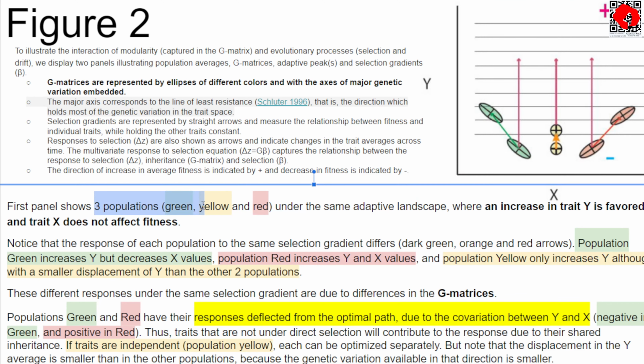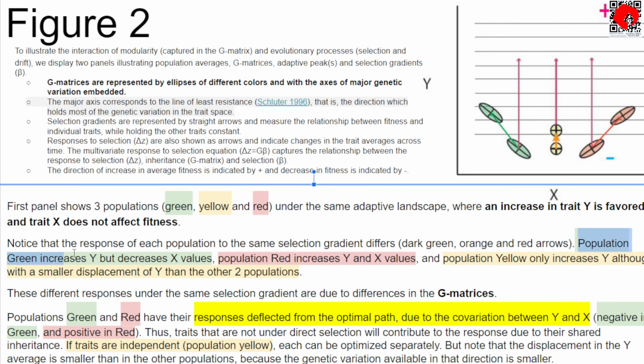3 populations, green, yellow, and red, under the same adaptive landscape, and trait X does not affect fitness. So the red line, which is the selection gradient, is pointing unilaterally towards larger Y, and the X is not a factor in fitness. And so the differences amongst these 3 populations can just be plotted on the same y-axis because they're not colliding or moving importantly on the x-axis.